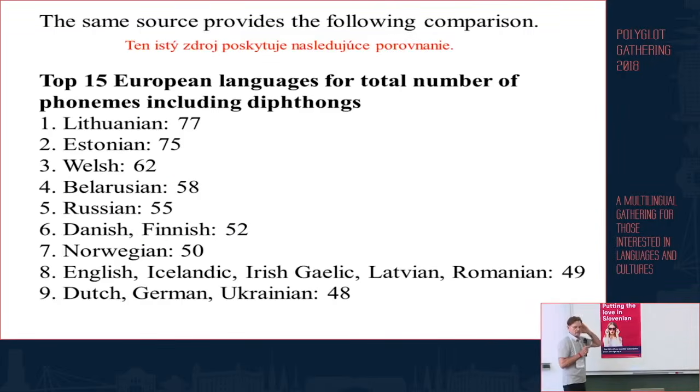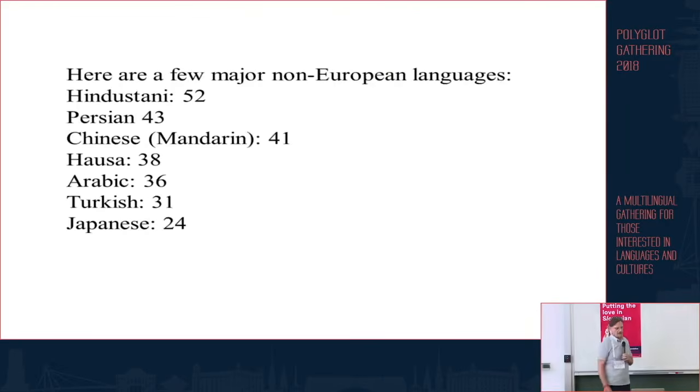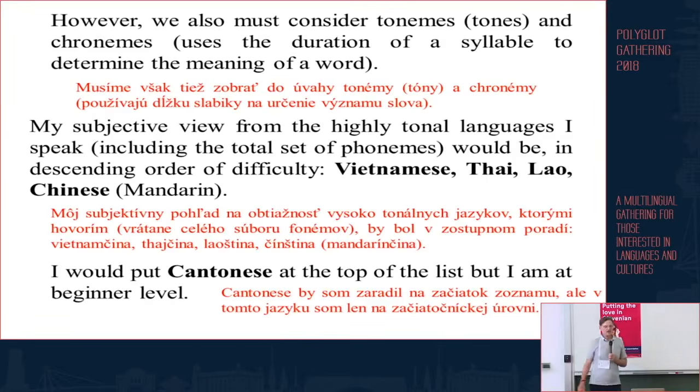Here are just some examples of the total number of phonemes, including diphthongs, in some languages in Europe. Here are some non-European languages. Notice Japanese at 24. Now, we also have to consider tonemes and chronemes. Okay, so toneme is tones. I would say the order of difficulty for me is Vietnamese, Thai, Lao, and Chinese. I would put Cantonese at the top, but when I speak Cantonese, my tones aren't very good. So it's more difficult, but I'm not very fluent in Cantonese.